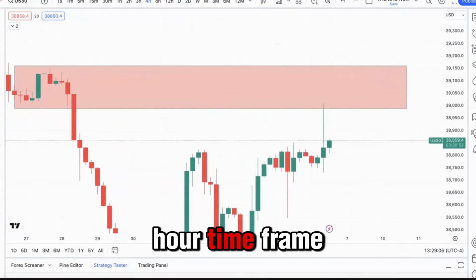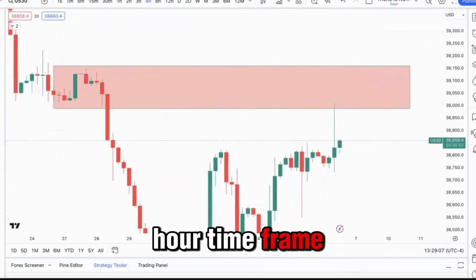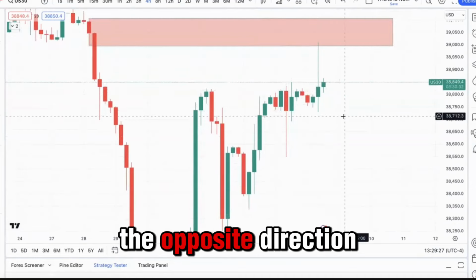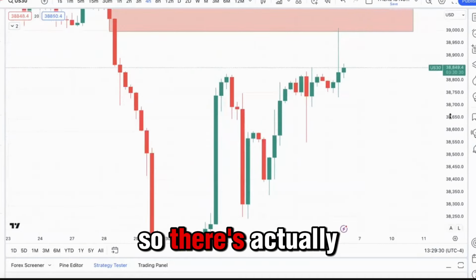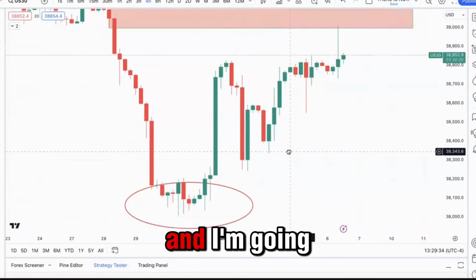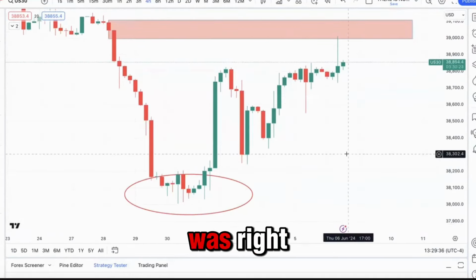On the 4-hour time frame, you can absolutely narrow this down to a 4-hour OB. Of course, it's internal because we have a lot of imbalance above there. But as you can see, if you were selling in this area, you probably caught a fake out and price decided to go in the opposite direction. So there's actually an area that price went into, and I'm going to show you where that was.